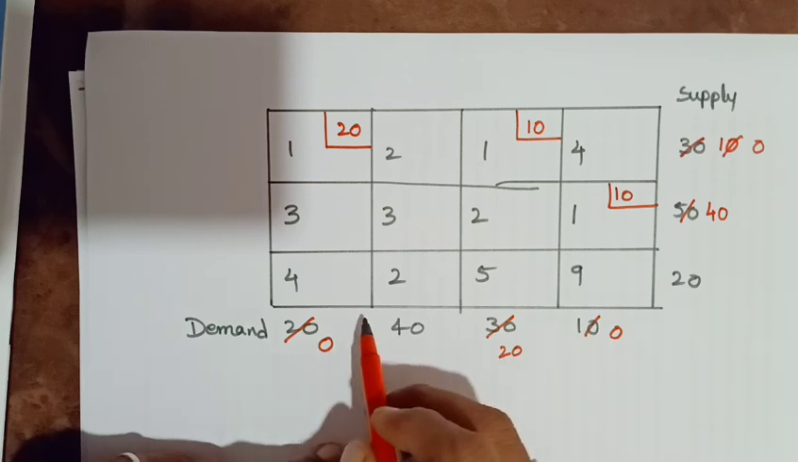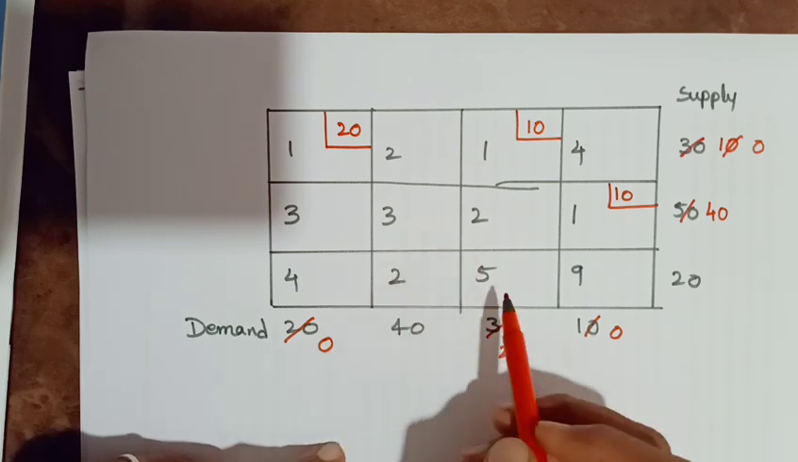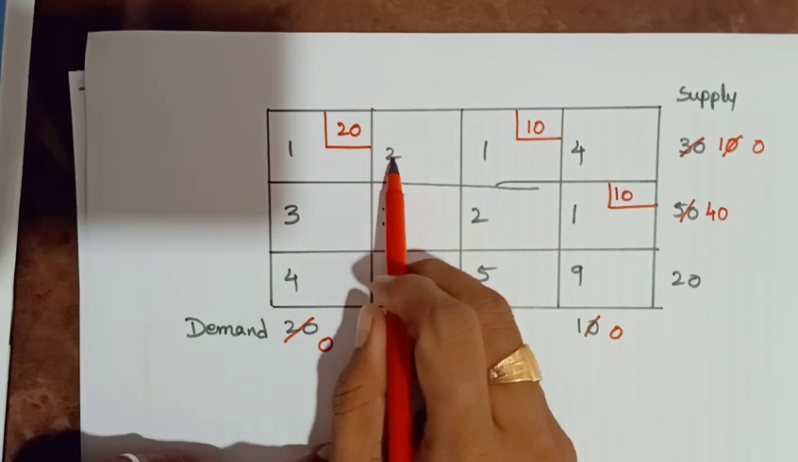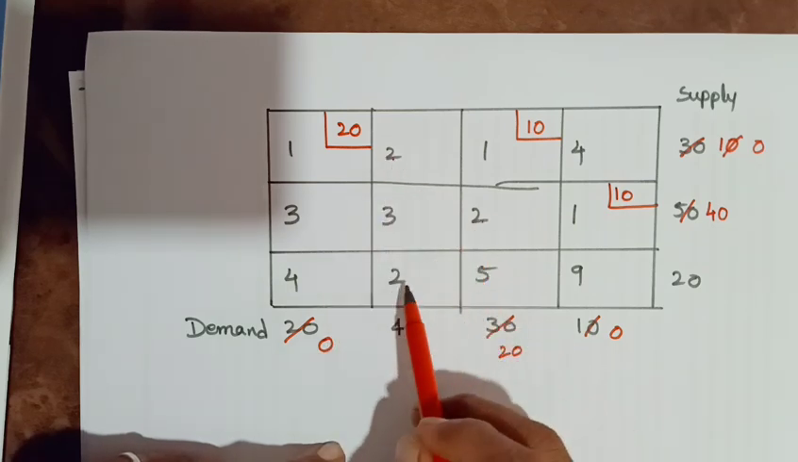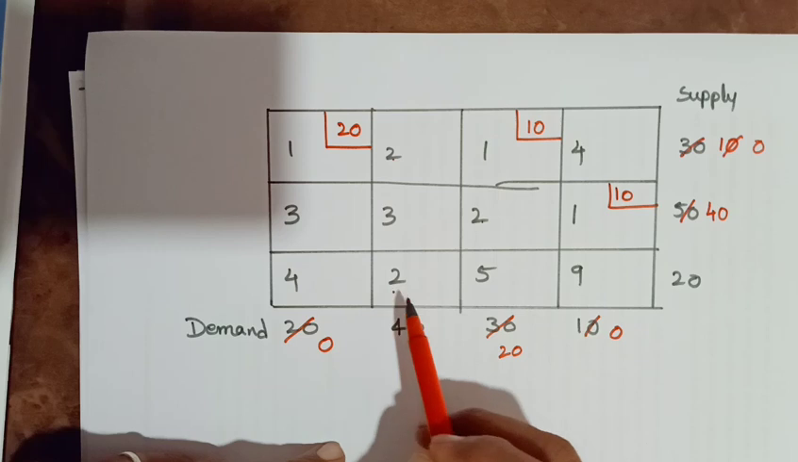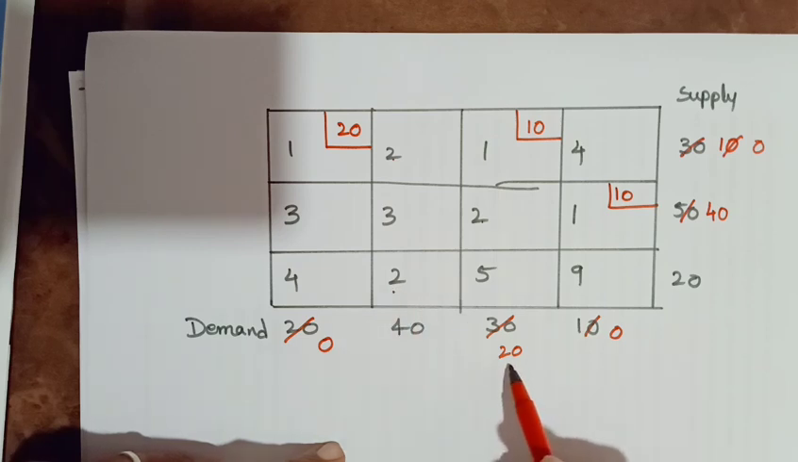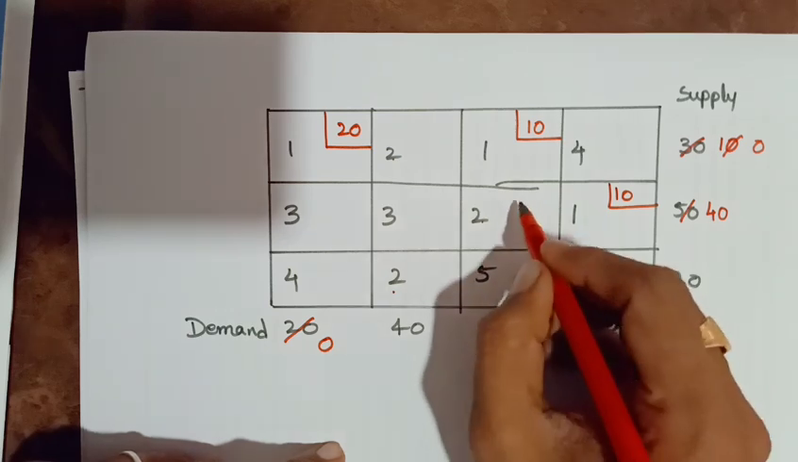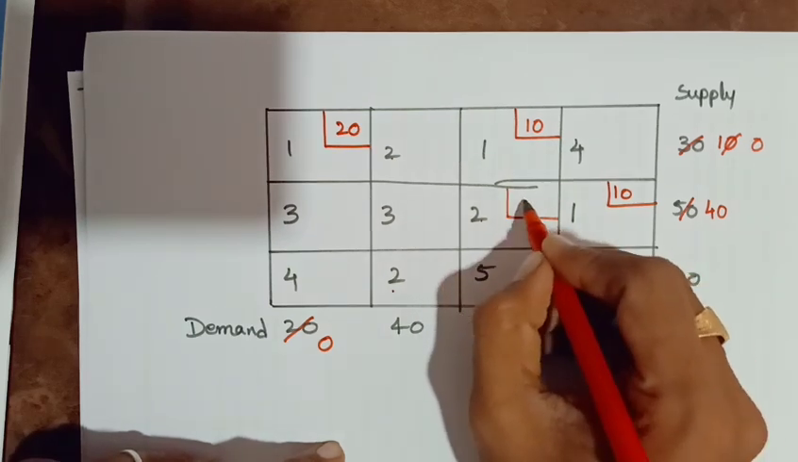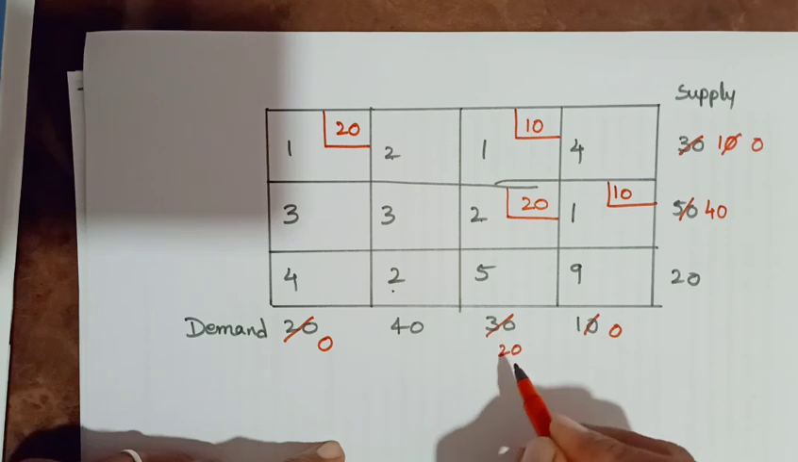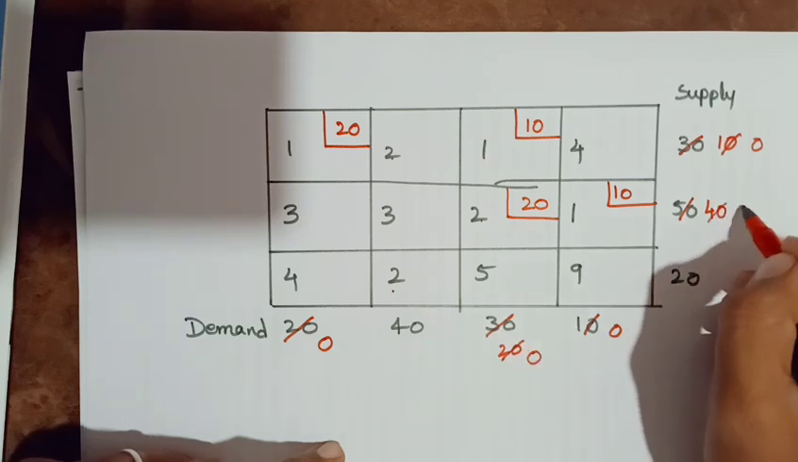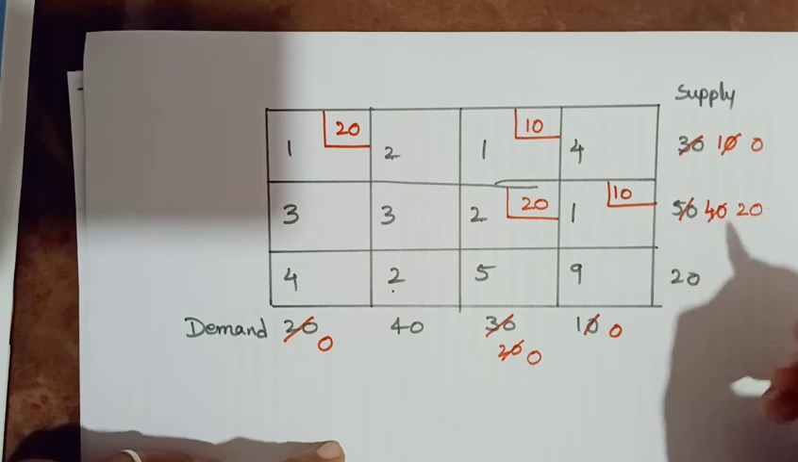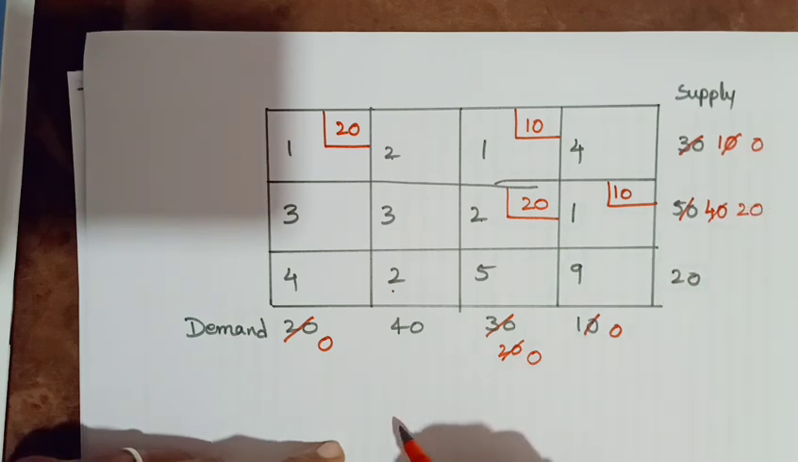So the next minimum value is 2. Here we have 2, here we have 2 and here also we have 2. But the minimum allocation where we can delete this column, the allocation will be completed. So here I am taking this 20 and here it gets cancelled and here 20 is left.